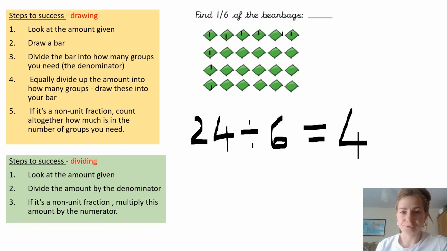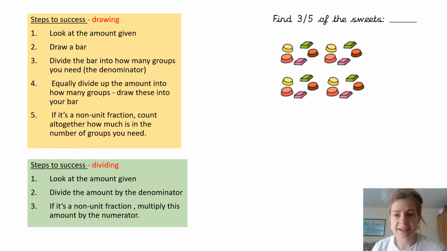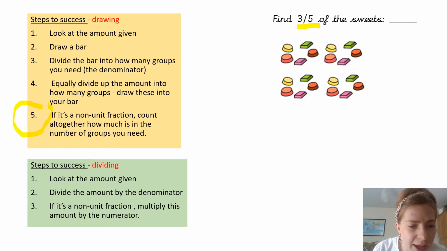Okay, our last slide is a trickier one because you need to find 3/5. Now 3/5 is not a unit fraction, it's a non-unit fraction. So we've got to do step 5, which we've not done yet on this one, and step 3, which we've not done yet on this one. So I want you to do steps 1 to 4 or steps 1 to 2 first, pause me, and then we'll go over the final step together.